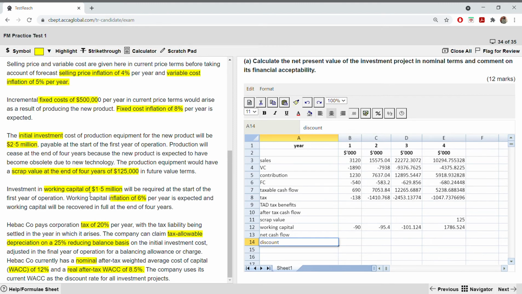So here in the sales, variable cost, fixed cost, we saw that we have inflated it. So we cannot use the real cost of capital. We have to use the nominal WACC, which is 12%. So you have to discount it at 12%. Once you discount it at 12%, you can copy paste this figure from the table. Next, it is known as present value. From the present value, you minus your initial investment and you will get your net present value.